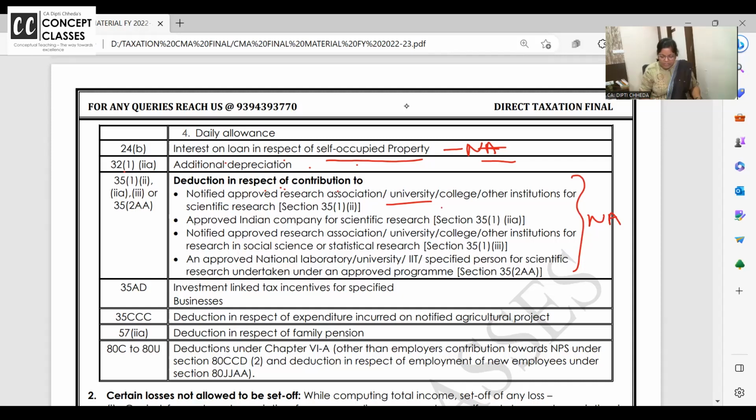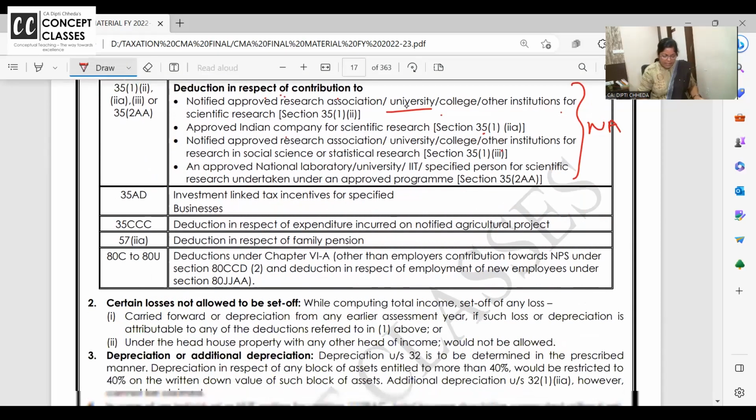Notified research associations, universities, Indian company for scientific research. How many of you have cleared the exam long back and are not able to recollect? Let me know so that I'll have to talk more. If any students have cleared their inter exam before 2 years, it was a weighted deduction for scientific research, 125%, 150%, but that is done away with now. It's exactly 100% deduction only now. Okay?